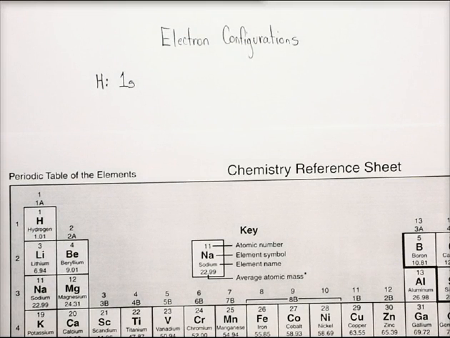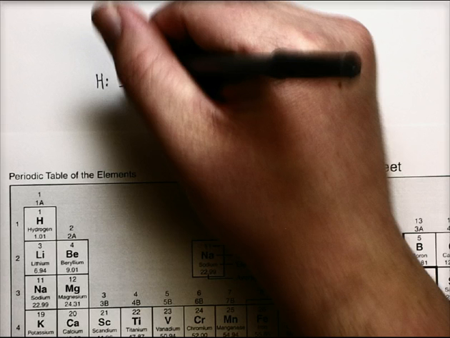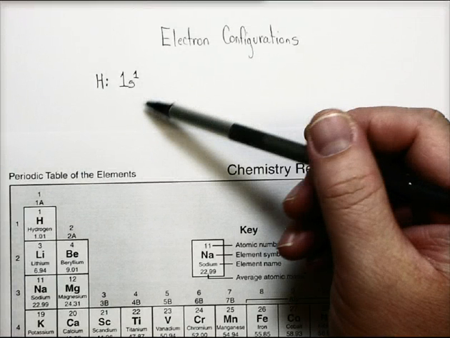And the next thing we want to do is think about how many electrons are going to be in that 1s sublevel. Well, hydrogen just has one electron, just 1. And we write that 1 as a superscript. So what this tells us is that hydrogen has one electron and it's in the first energy sublevel.